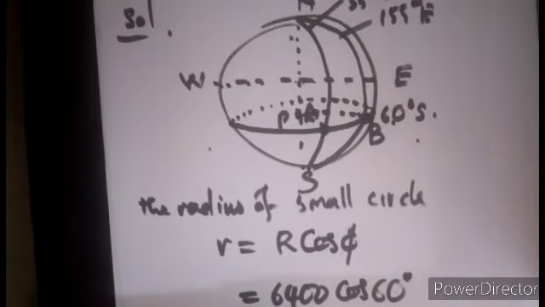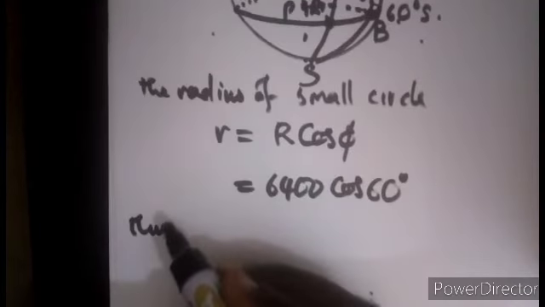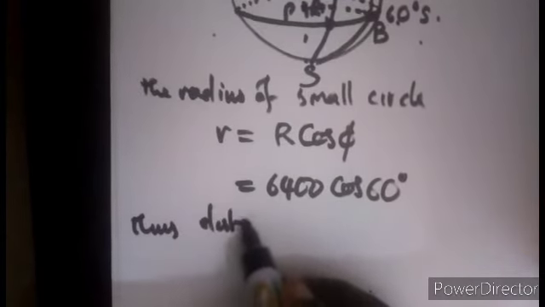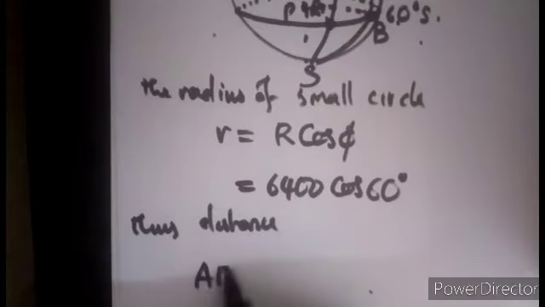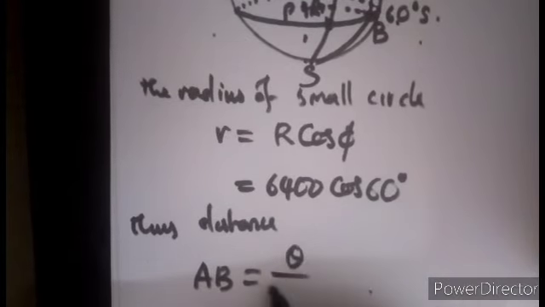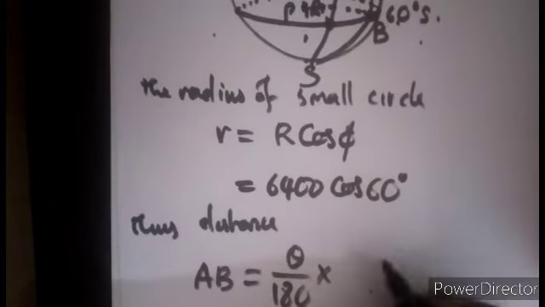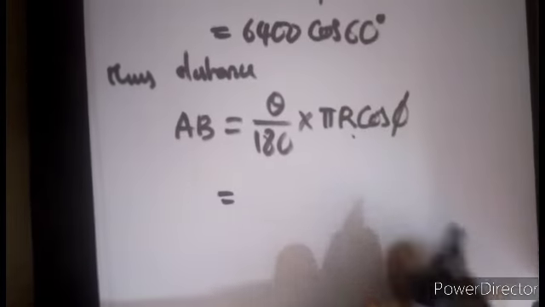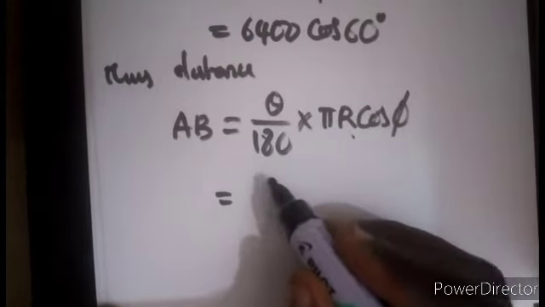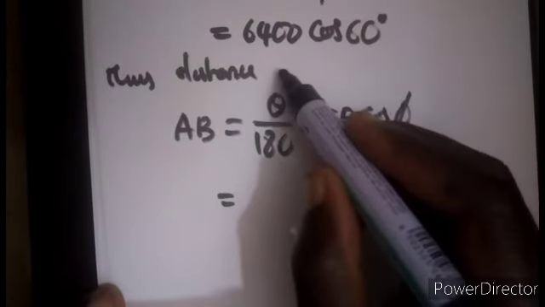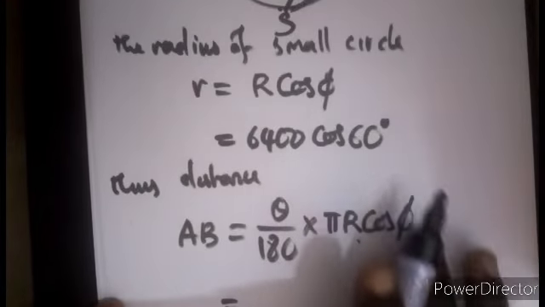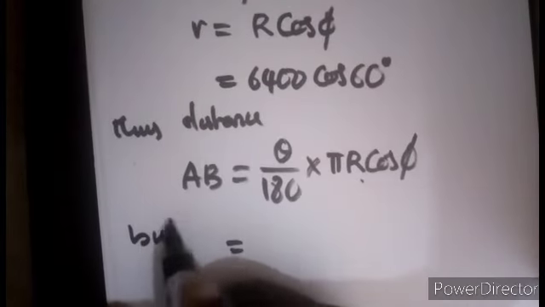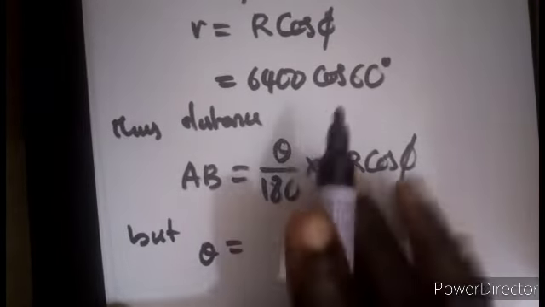Now the distance AB will clearly be theta over 180 times pi r, where r is 6,400 cosine of phi. What does that give us? Of course, what is theta? Theta is the angular distance between A and B.